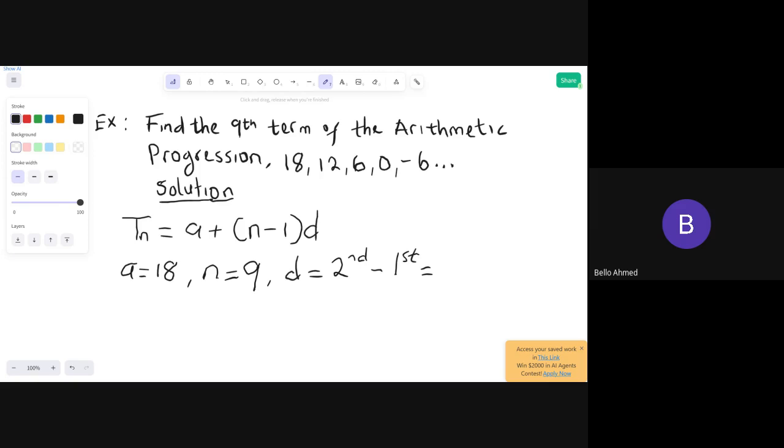So that is how to find D, which is what we referred to as common difference. So our second term is actually 12, and our first term is actually 18. So we are going to say 12 minus 18 is going to give us what? Minus 6. Please be very careful, because a lot of students will write 6.